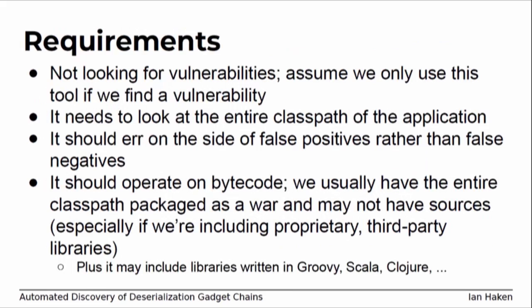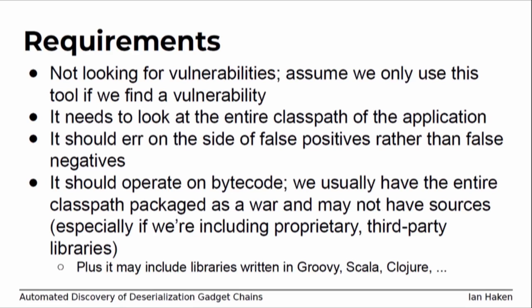So if those are the requirements, what I want to set out to do is build something that finds us gadget chains. So I'm not looking for vulnerabilities. I'm only going to use this new tool if I already know my application is vulnerable. But it needs to be able to look at the entire class path because of what I said at the beginning. It doesn't matter what code is in my application. It matters about the sum total of classes on my class path.